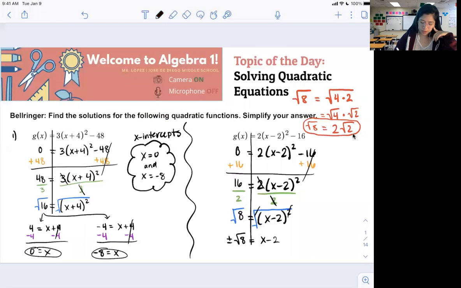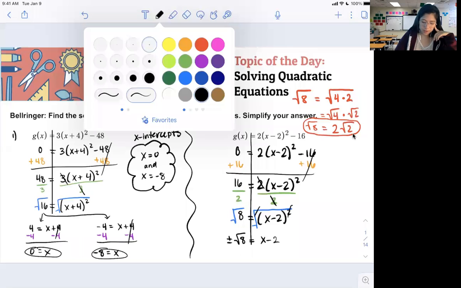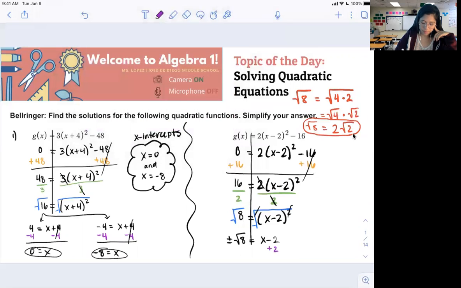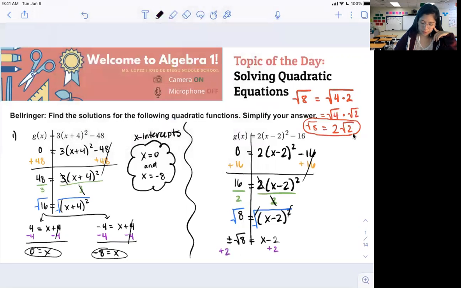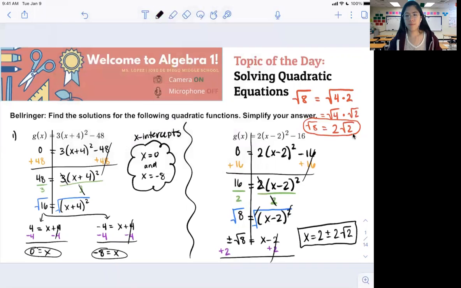So I'm going to be adding 2 to both sides, right? So my final answer is going to be x equals 2 plus or minus 2 times the square root of 2. A lot of 2's. Yeah. 2 times the square root of 2.